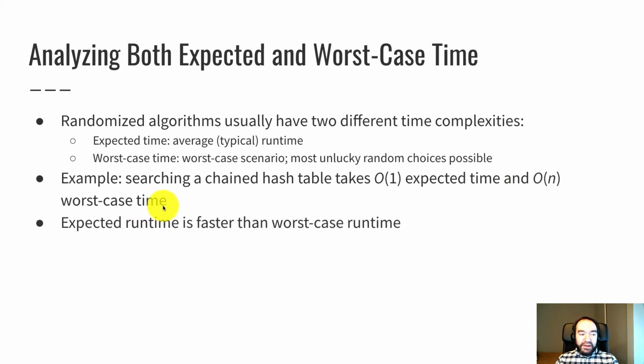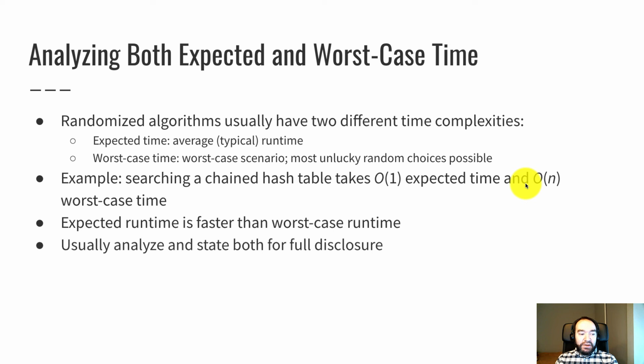So since the worst case time is the maximum possible time, and the expected time is the average, the maximum is going to be greater than the average. So the expected runtime is going to be a faster big O expression than the worst case runtime. Like here, the average time or expected time is constant, and the worst case time is big O of n. That's a larger amount of time. Usually we analyze and state both for full disclosure.